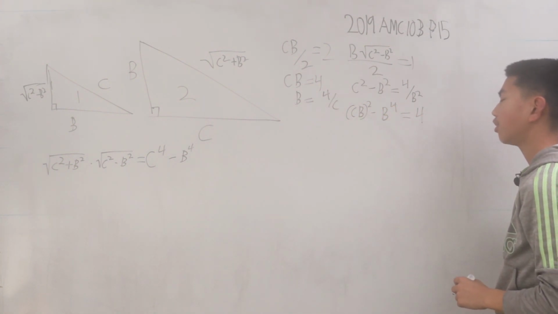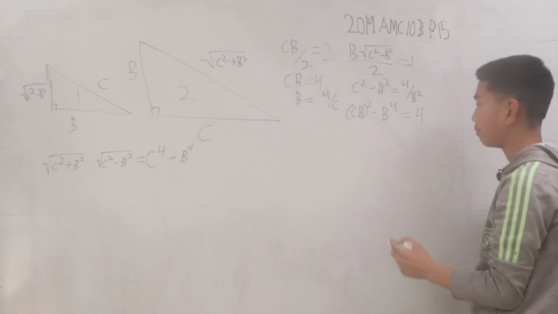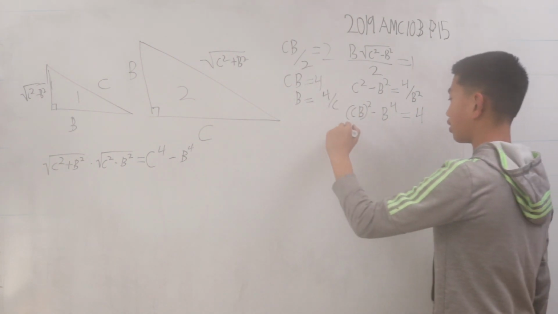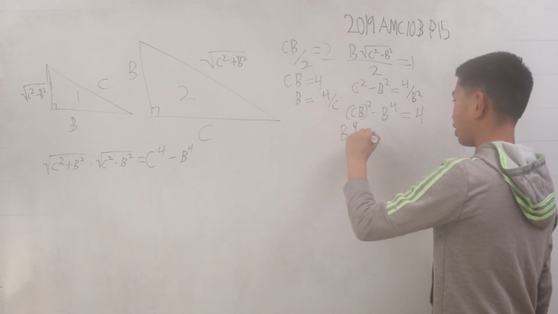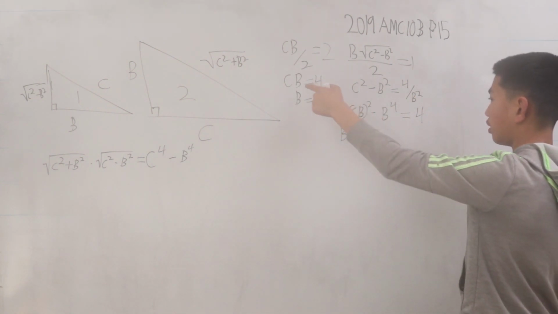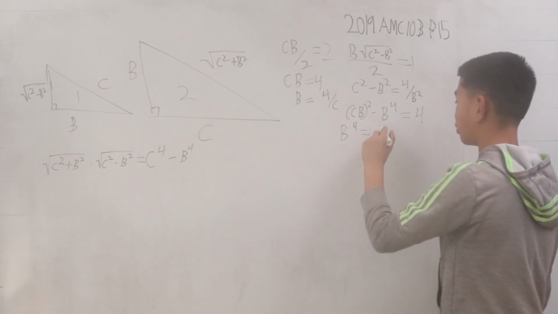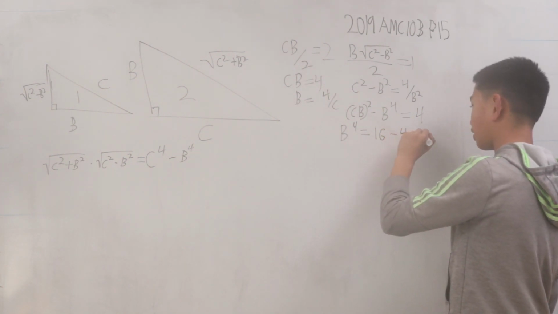Now, we can solve for B to the power of 4 since we know what CB is. We can move this over. This is B to the power of 4 is CB squared minus 4. CB is 4, so 4 squared is 16, minus 4 is 12.